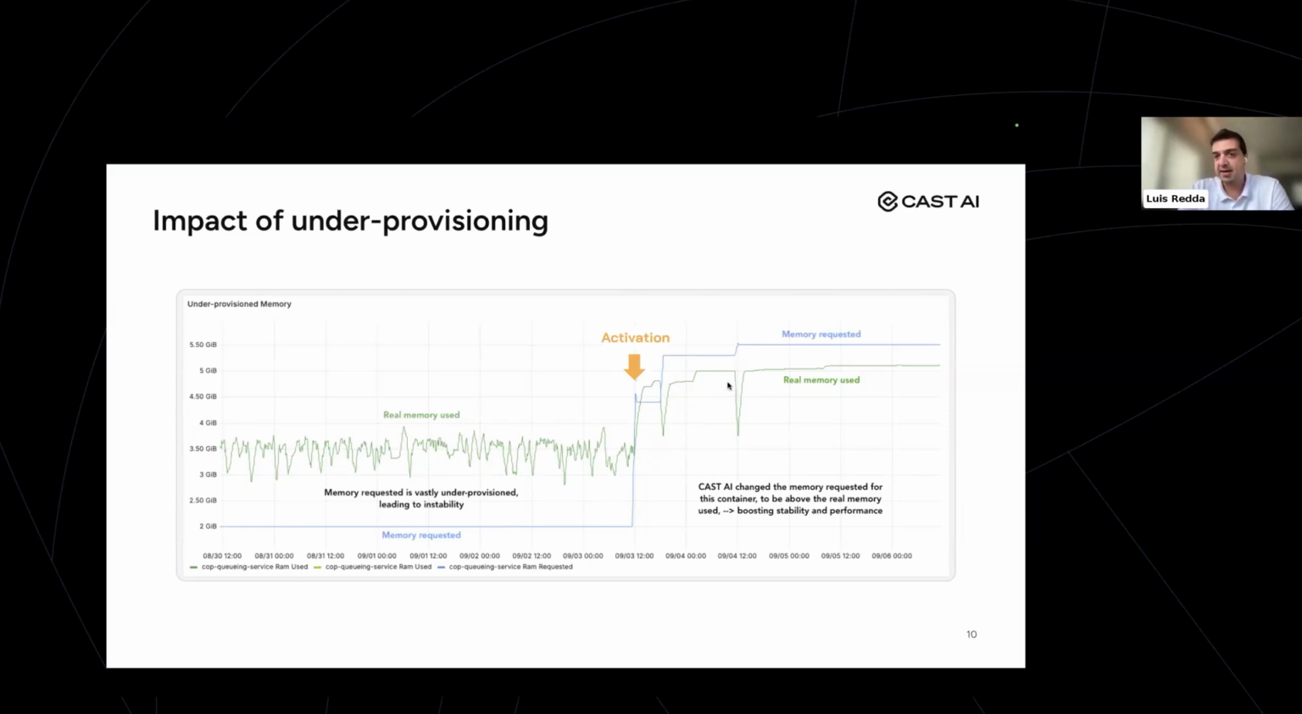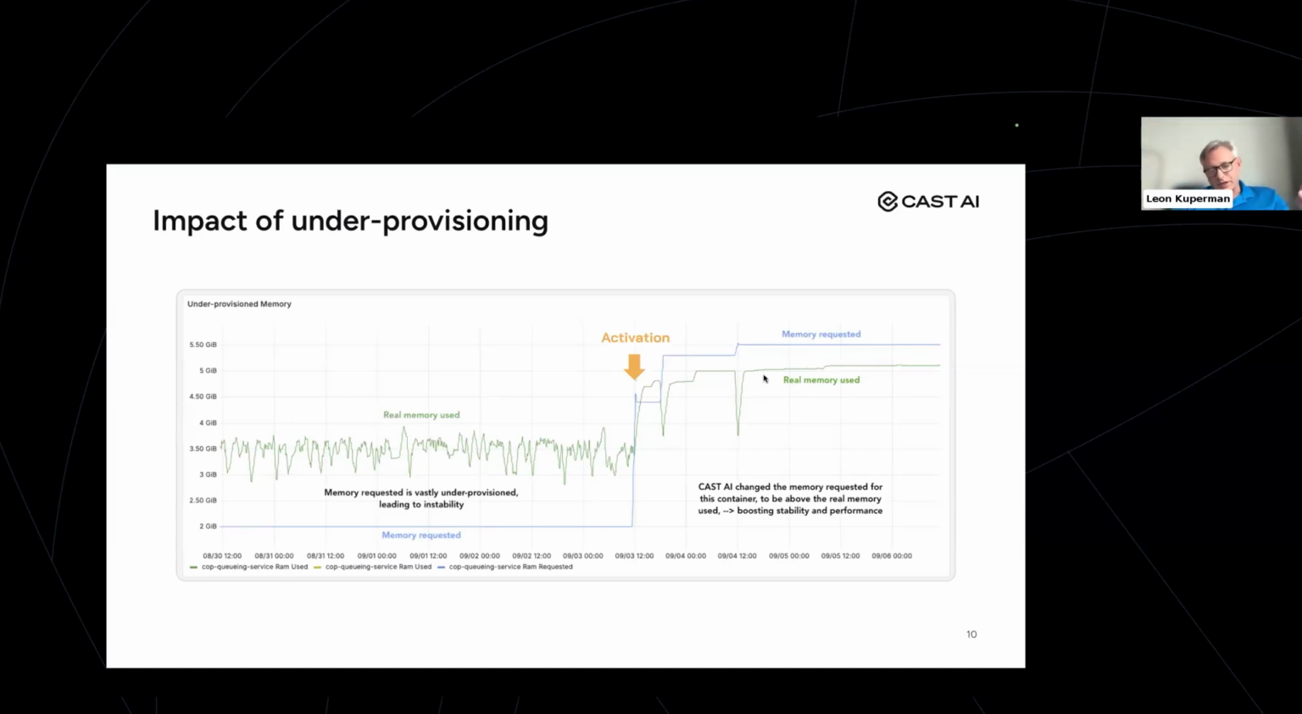utilization and stability here. So you can see the real difference. You have a much more stable line on the memory used, meaning that the application is not being affected or restarted anymore. And of course, the customer in the end is not being affected anymore.